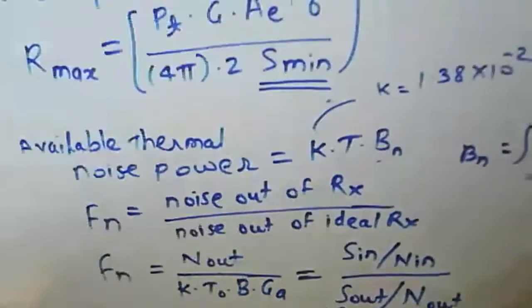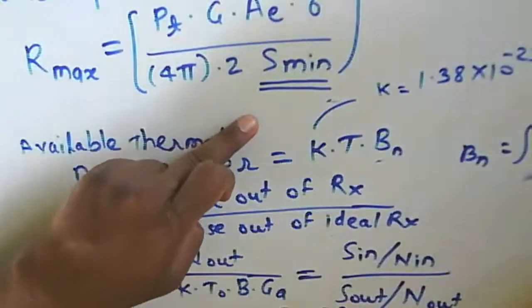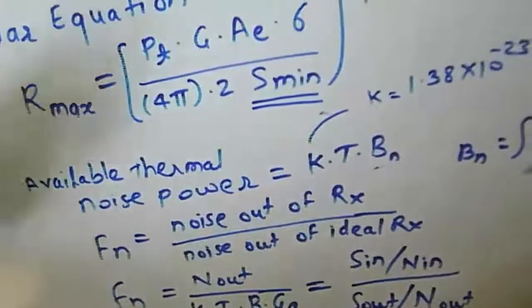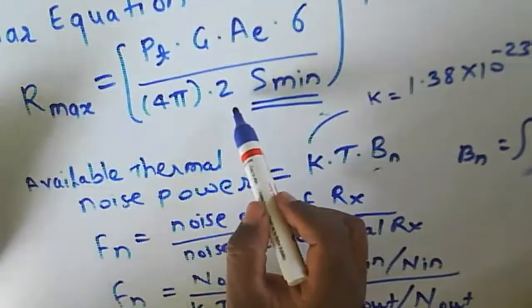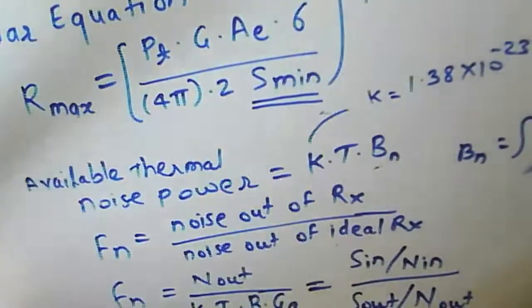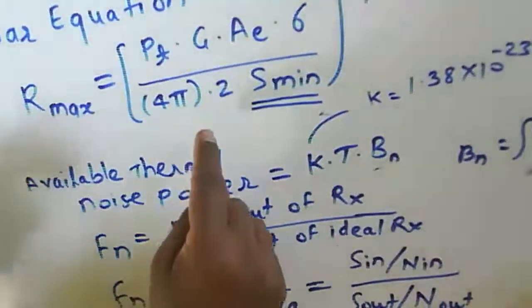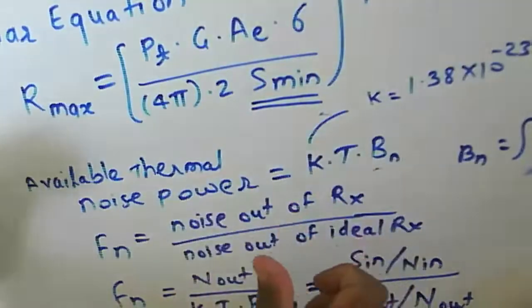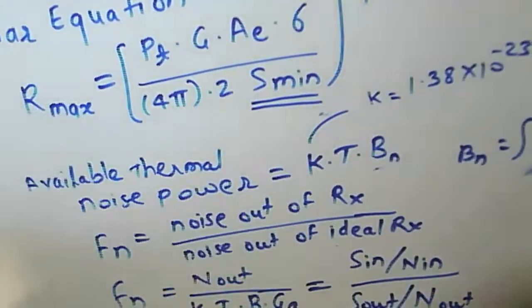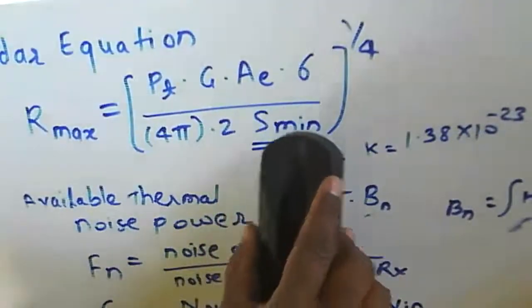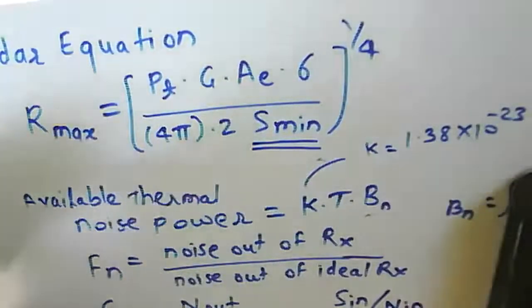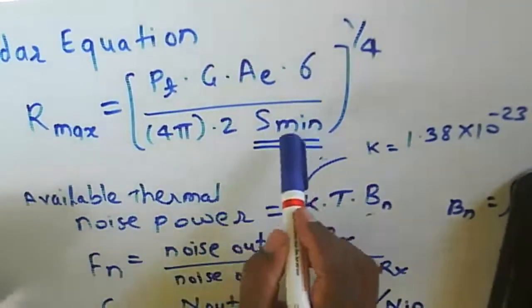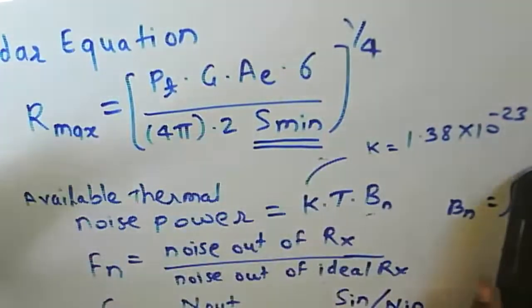So now we can write S minimum is equal to what? We rewrite the equation again with respect to S by N minimum. So I just remove this term here. Instead of S minimum, we consider that S by N minimum is nothing but the signal to noise ratio with respect to the minimum there.